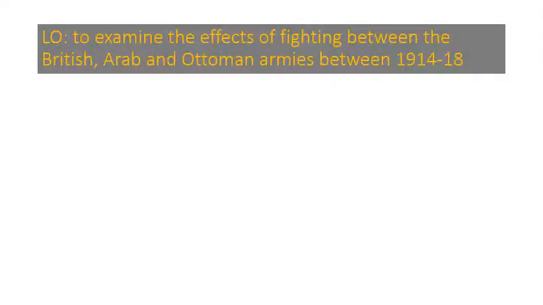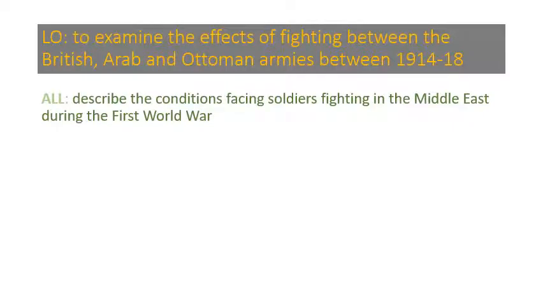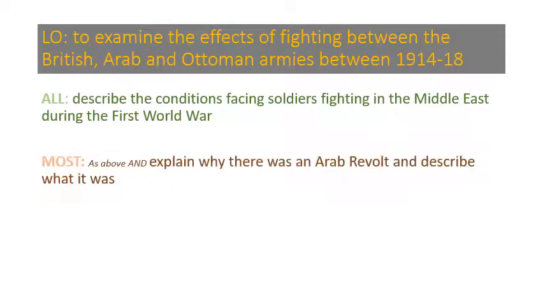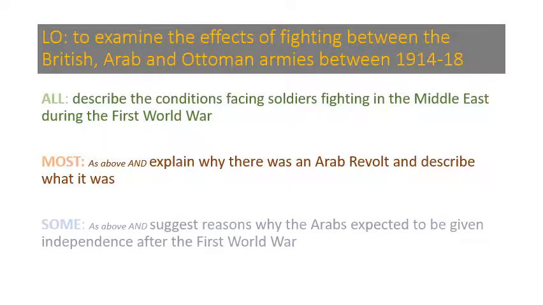So the learning objective today is to examine the effects or the impact of fighting between the British, Arab and Ottoman armies during the First World War. Everyone should be able to describe the conditions that faced the soldiers fighting at this time. Most of you should be able to do that, but also describe and explain why there was an Arab revolt during the First World War. And some of you should be able to do all of that, but also suggest some reasons why the Arab people expected to gain their independence after the First World War.